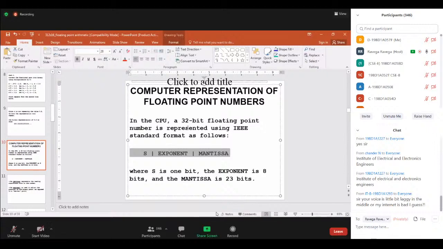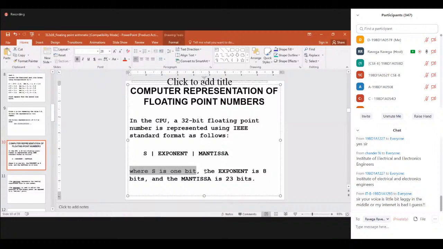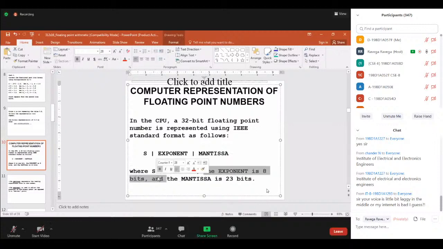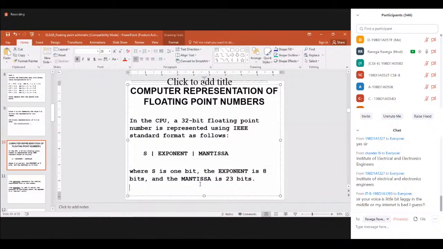A 32-bit floating point number is represented in this way: S, exponent and mantissa. So what is S? What is exponent? What is mantissa? Here S is 1 bit, the exponent is 8 bits, and the mantissa is 23 bits. This is the size. But what are those? We will see.